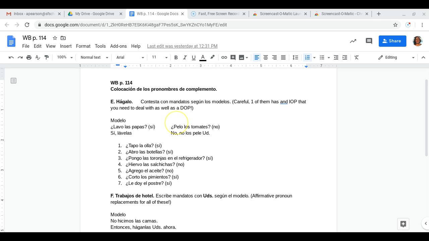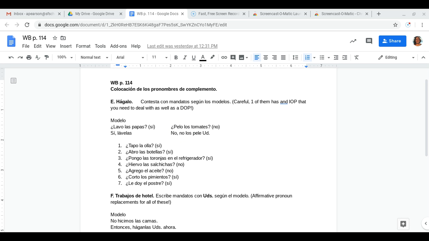Now, an example of a command where you're telling this person not to do what they're asking about. Pelo los tomates. Do I peel the tomatoes? Well, no, peeling tomatoes is a pain in the neck, so we're going to tell them no, don't peel them. So, pelo comes from what verb? Pelar. It is an AR verb. If you don't know what the verb ending is, please check your list or look it up so that you're conjugating them correctly. All right, so we're going to drop the O and add our opposite ending.